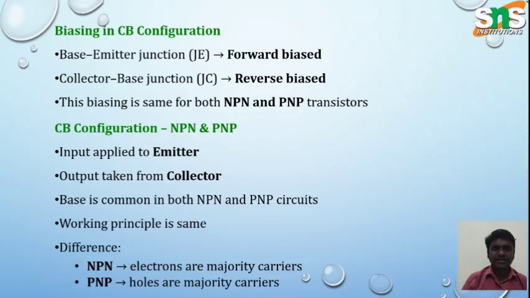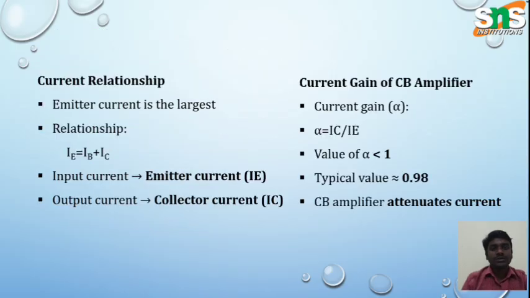The main difference between NPN and PNP is that electrons are the majority charge carriers in an NPN transistor, while in a PNP transistor, holes are the majority charge carriers. So this is the difference between NPN and PNP. After the output characteristics graph, the conclusion is that the emitter current is the largest one. The relation between the currents is that the emitter current IE is equal to IB plus IC.